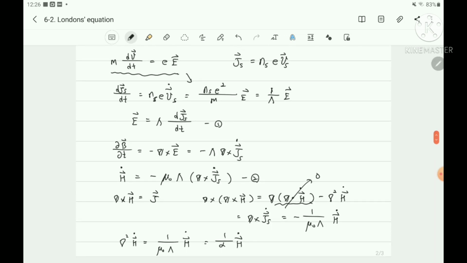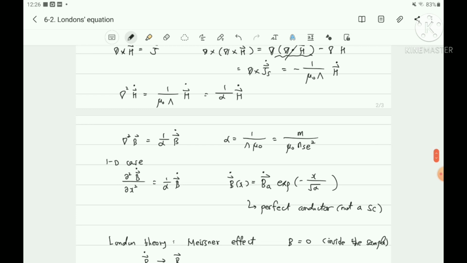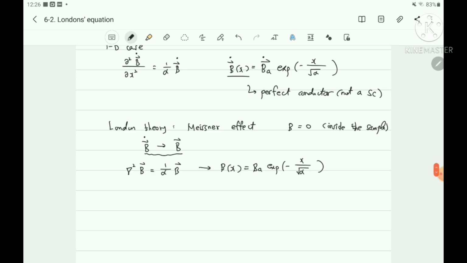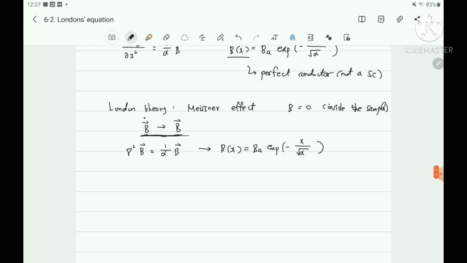We do not take into account the retarding force, and we apply the Maxwell equation, which describes the time derivative of the magnetic field. It has an exponential behavior, but London theory just assumes that it is not the time derivative of the magnetic field, but the magnetic field itself. This theory is a very bold assumption.